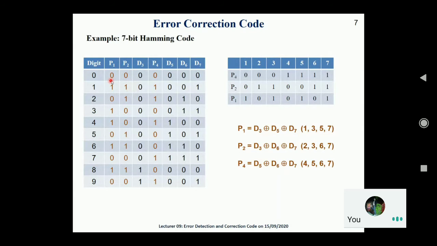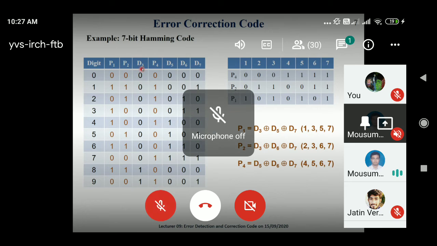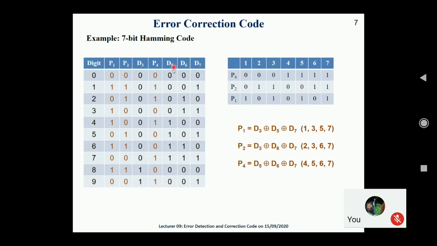So P1 value is 0. How are we getting 0? Because see here, D3 is 0, D5 is 0, and D7 is 0. So when we are using the modulo 2 operation, that time what happened? We are getting 0. So here I am writing P1 equal to 0. Now next P1 equal to 1. Why P1 equal to 1? Because D3 is 0, D5 is 0, and D7 is 1. So 0 modulo 0 modulo 1 means what? It is 1. So here we are putting 1.